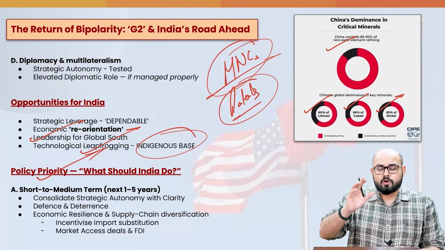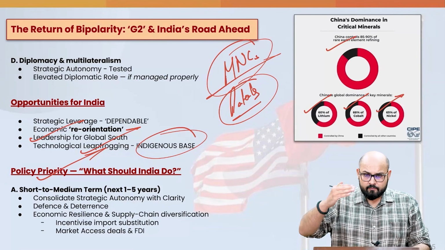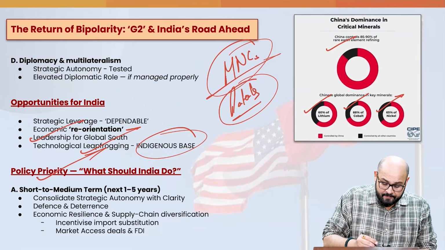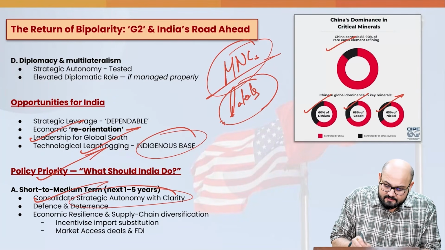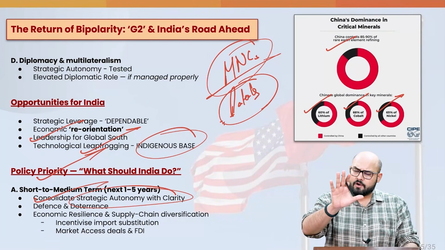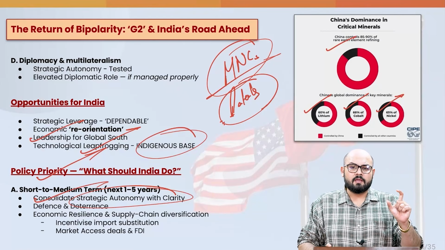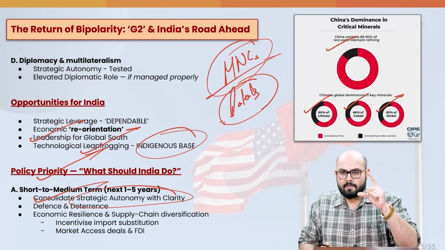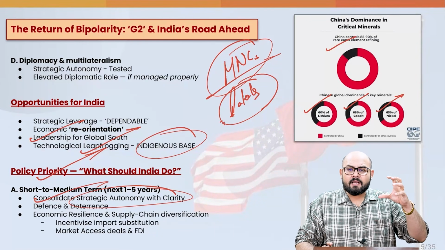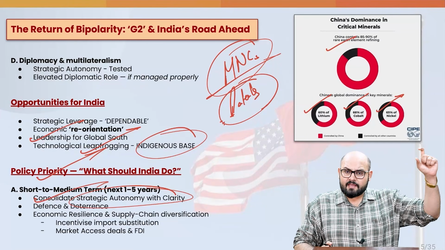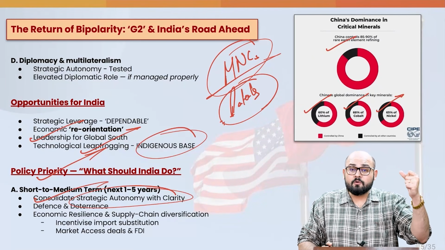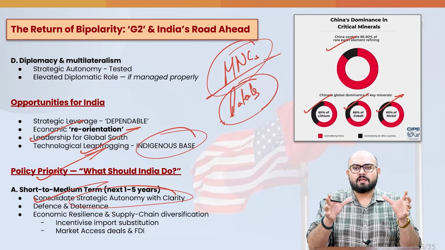When we talk about the short to medium term measures, the next 1 to 5 years, the very first is to consolidate strategic autonomy with clarity. We have already been following this principle of strategic autonomy, but it needs to be made more pragmatic. How can we do it? By coming up with close partnerships with countries like the US, Japan, the EU, and also maintaining functional relations with China.